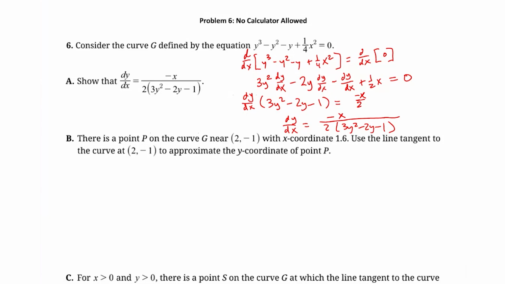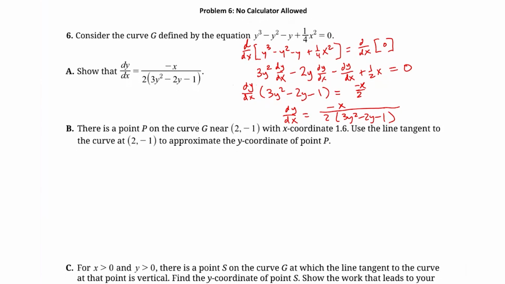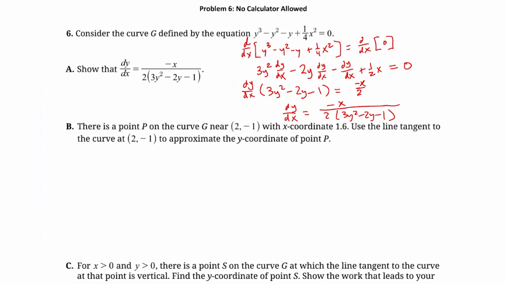that they're looking for. Part B says there is a point P on the curve G near 2, negative 1 with an x-coordinate of 1.6. Use the line tangent to the curve at 2, negative 1 to approximate the y-coordinate of point P. Okay, so here we're going to approach this like we would any other linear approximation problem. We're going to need a point, we're going to need a slope, and we're going to write our equation in y minus y1 equals m times x minus x1 form. That's point-slope form. So the point that we're going to be using is 2, negative 1, and what we need is the slope at that point. So let's calculate out that slope here.